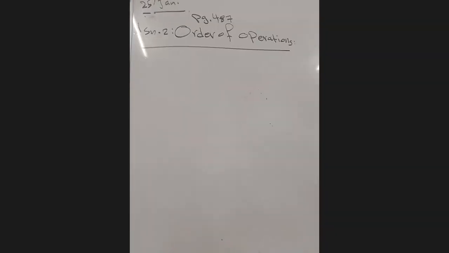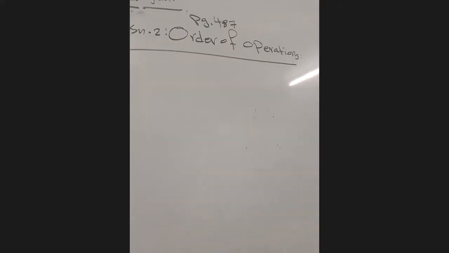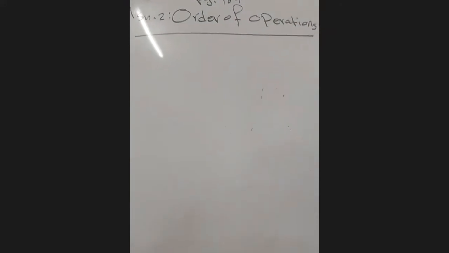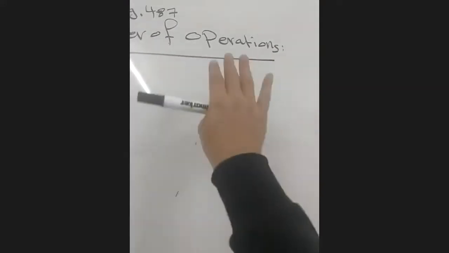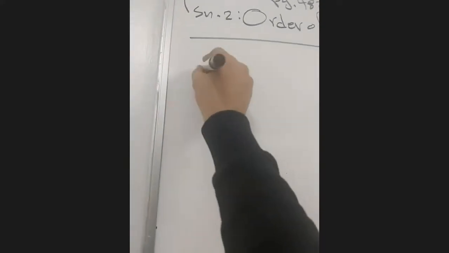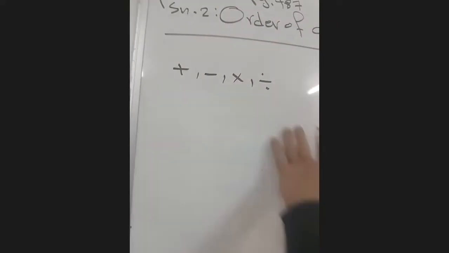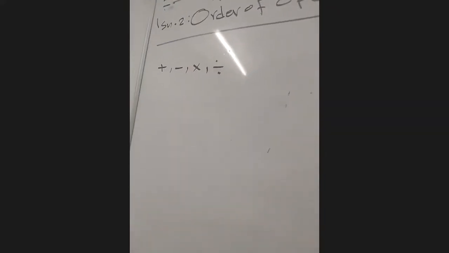Good, Kenan. Thank you. Now, guys, today we'll take a new lesson, lesson 2, order of operations. What's the meaning of order of operations? First, we need to know what the operations are. The operations are plus, minus, multiply, divide. These are the 4 main operations in mathematics. So, order of operations means if we have more than one operation in the same question, what will we do?